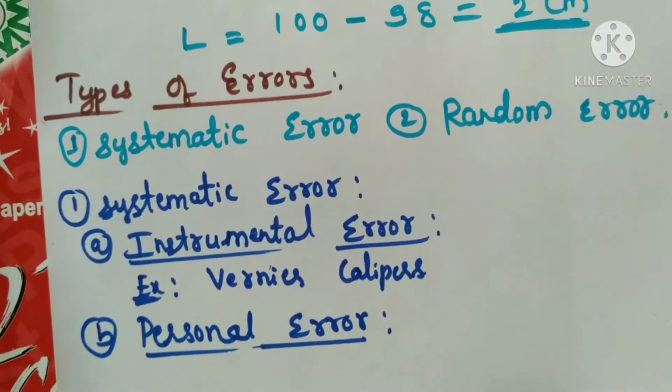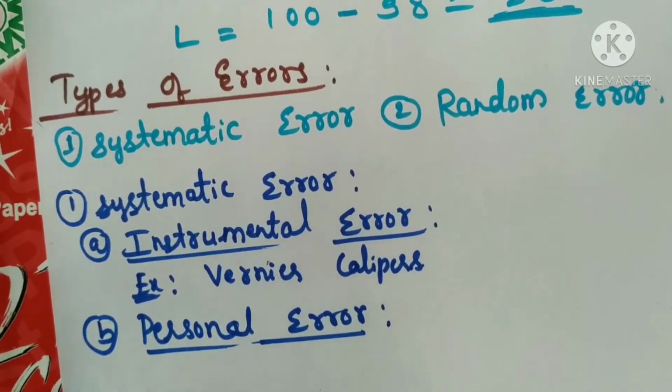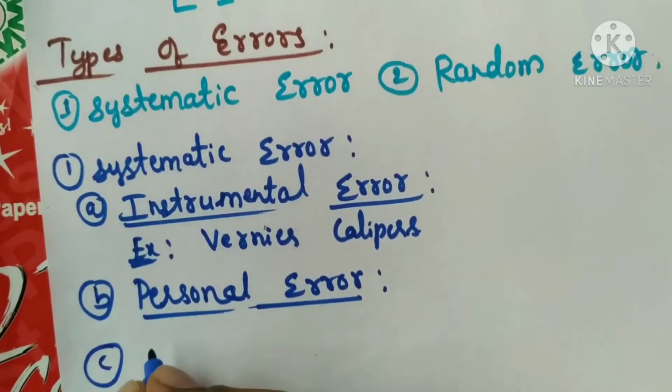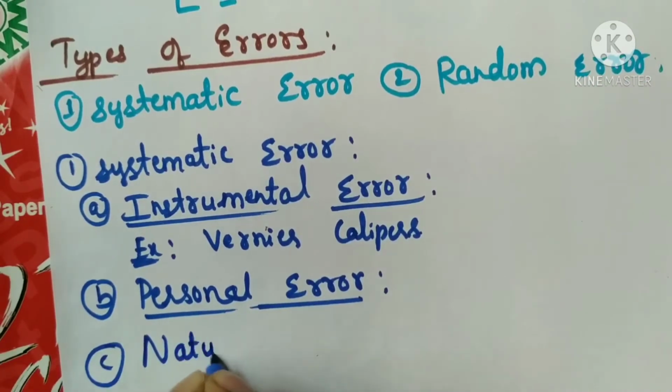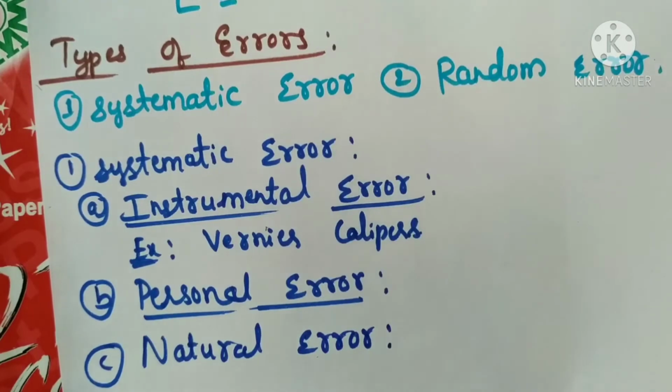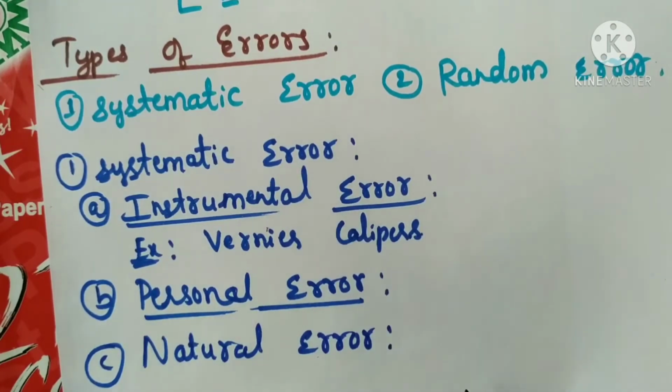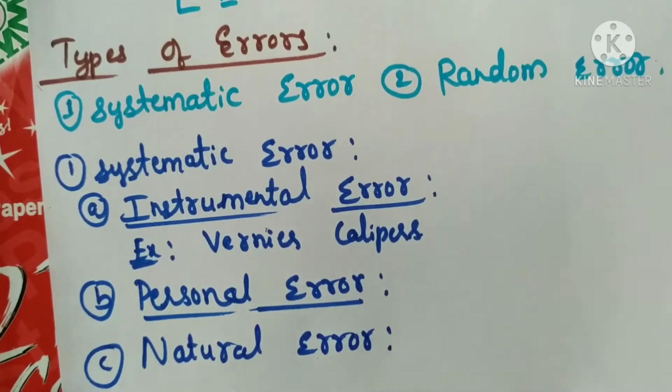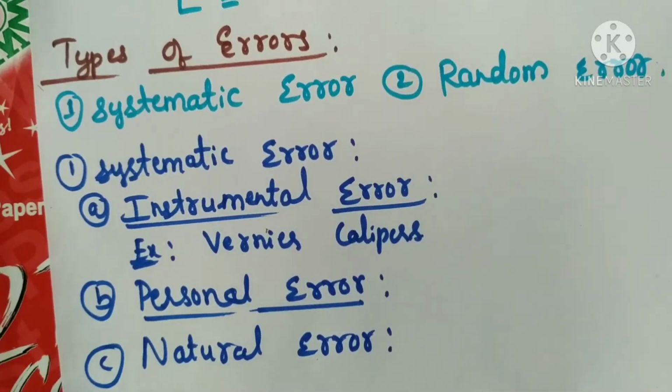And the third type of systematic error is natural error. The errors which occur due to a change in the condition of the environment are natural errors. That means naturally occurring errors. So they are not under our control.